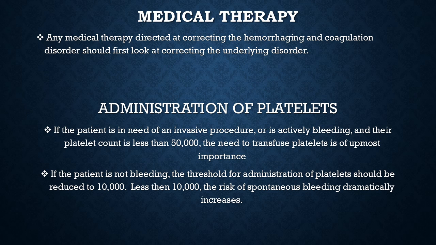We have to look at if the patient needs an invasive procedure to correct that primary disorder, or is actively bleeding and hemorrhaging, and their platelet count is lower than 50,000, the need to transfuse platelets is of utmost importance. Of course, if the patient is not bleeding and they are moderately stable, the threshold for administration of platelets should be reduced to 10,000. Less than 10,000, your risk of spontaneous bleeding dramatically increases. So we need to, again, know and look for those signs and symptoms of spontaneous bleed.